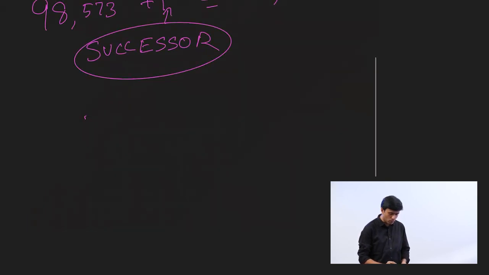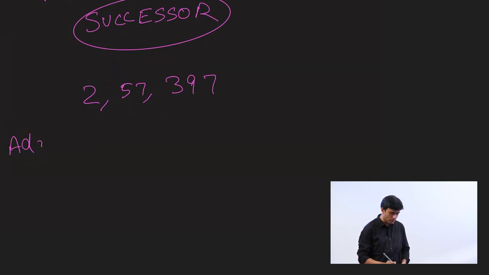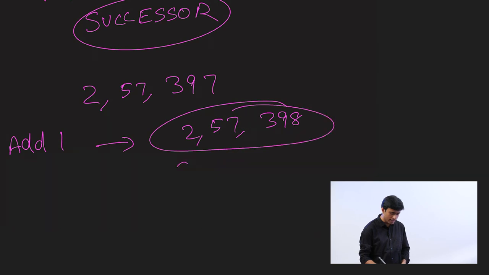Let's see if we can try one more. What would be the successor of 2,57,397? You just need to add 1. If you add 1, you get it as 2,57,398. This becomes your successor.